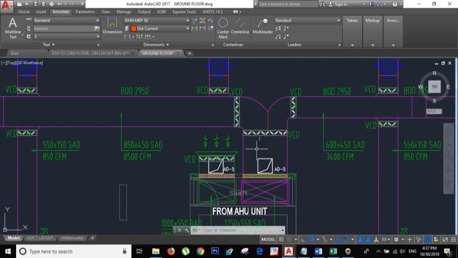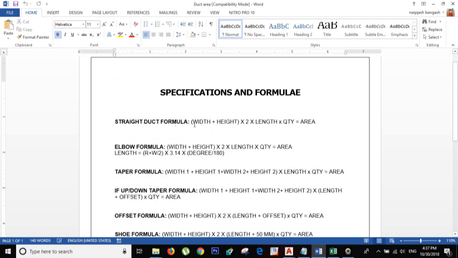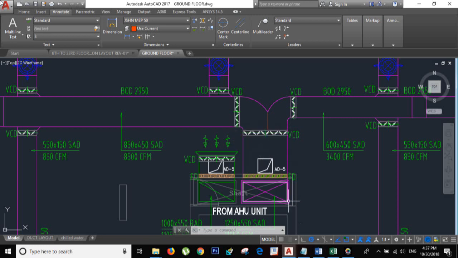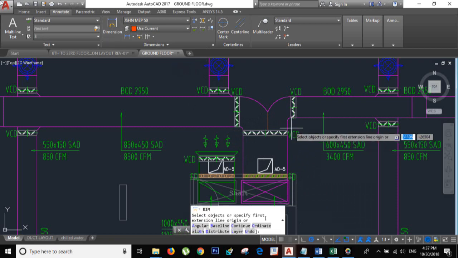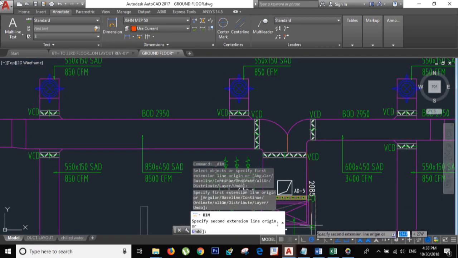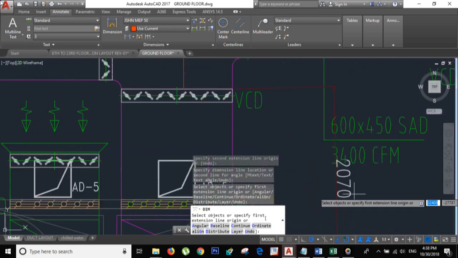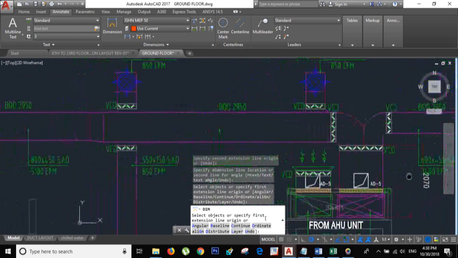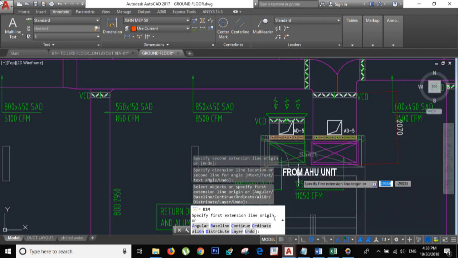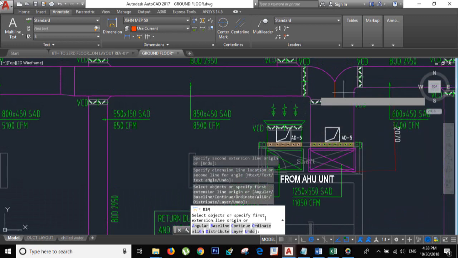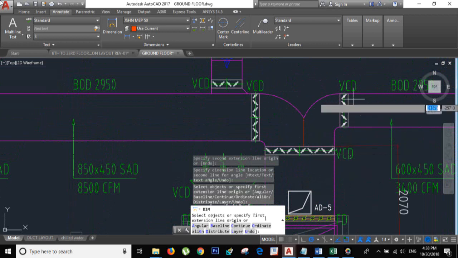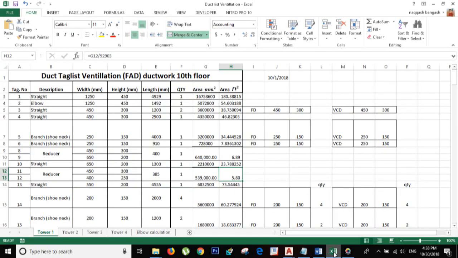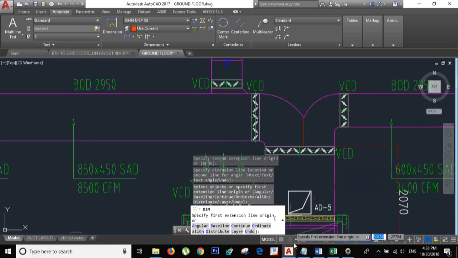So what you need for this is to just calculate this straight piece area, the simple straight duct formula: width plus height, multiplied by 2, multiplied by length. Calculate the area of this straight piece from here to here. Its length is, for example, 2070, and its width and height are 1250 and 550. So you will first calculate this straight duct area, then the area of this one elbow and then the second elbow, then add these three areas, so you will get the total area of the Y piece.